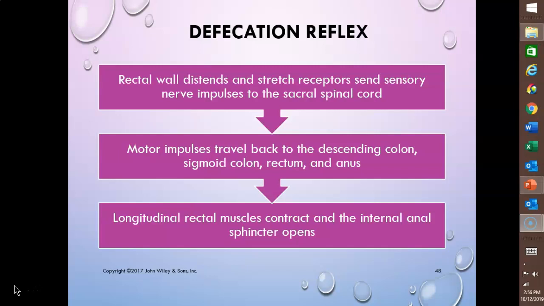If the time and the location is right, the external anal sphincter can be released. Now remember, that's under voluntary control. So if it's voluntarily relaxed, defecation occurs and the feces are expelled from the anus. If it is voluntarily constricted, then the defecation can be postponed until the time is right.